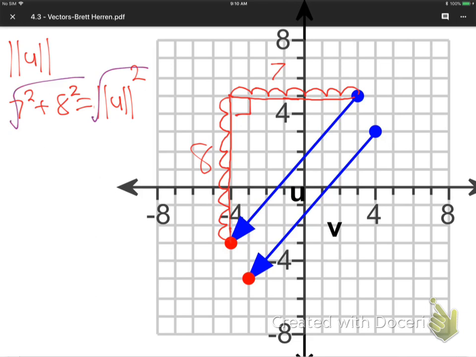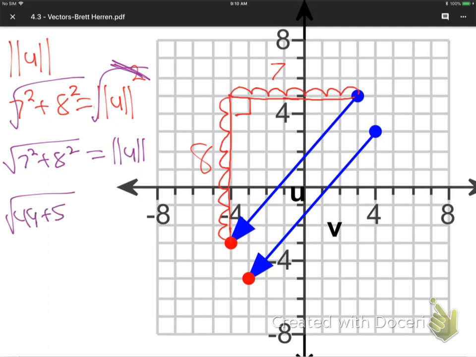Root, and plus or minus, but we're not going to say a negative length, so forget about the plus or minus. So the magnitude of u, because these will cancel, is the square root of 7 squared plus 8 squared. Just work that out. What is that?